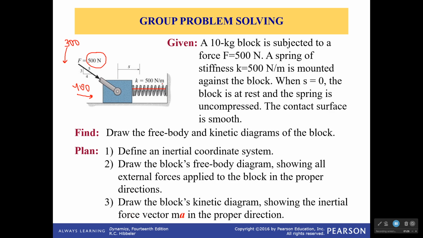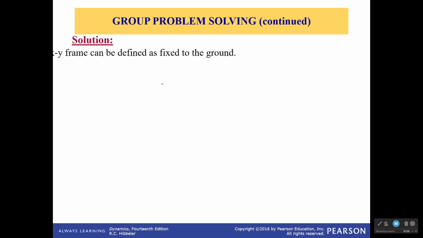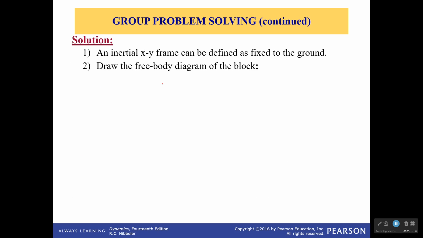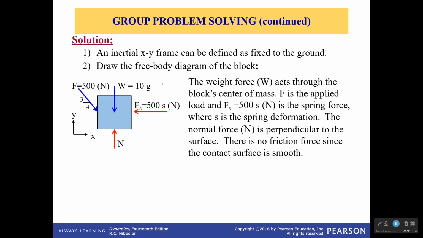So we're going to do the exact same thing we did last time. The first thing is we're going to say, okay, we'll have an inertial XY frame and it's going to be fixed to the ground. So right's positive and up is positive. Now we have a free body diagram of our block. Well, the spring is going to start pushing back on us the further we move. So this is an equation. Currently S is 0 because it's not moved at all.